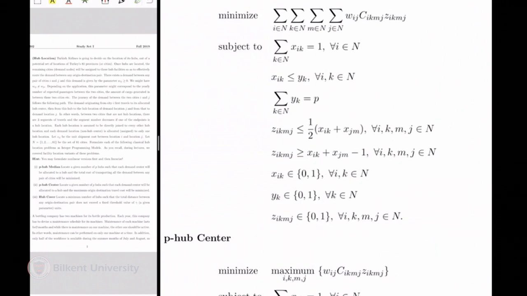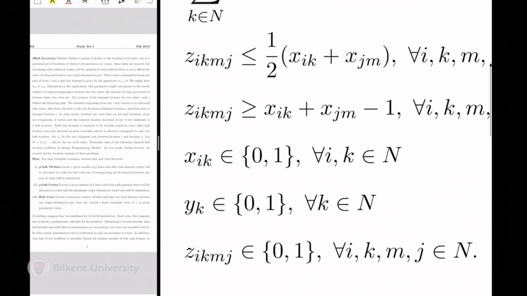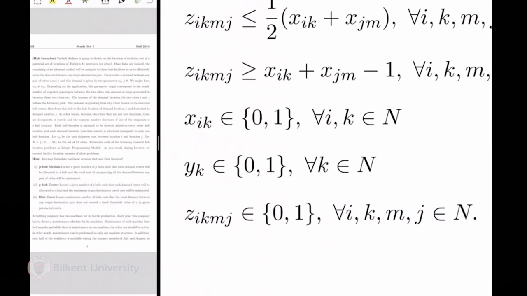To do so, I would introduce these two constraints. So z_ikjm should be less than or equal to either of them, x_ik, or it should be less than or equal to x_jm. Or I can just write it in one specific constraint and say that this is less than or equal to their average. And also, it should be bigger than or equal to their summation minus 1.